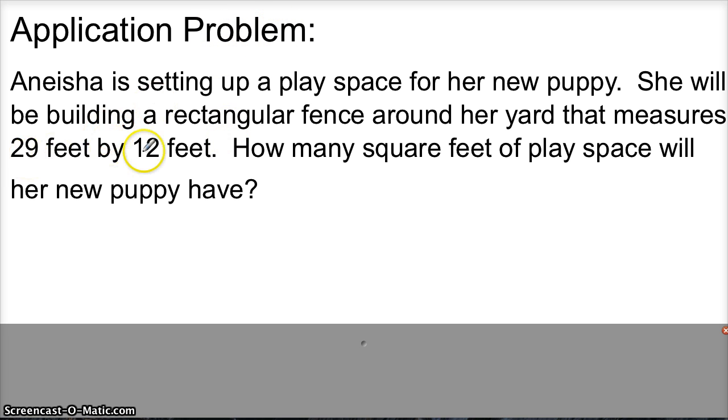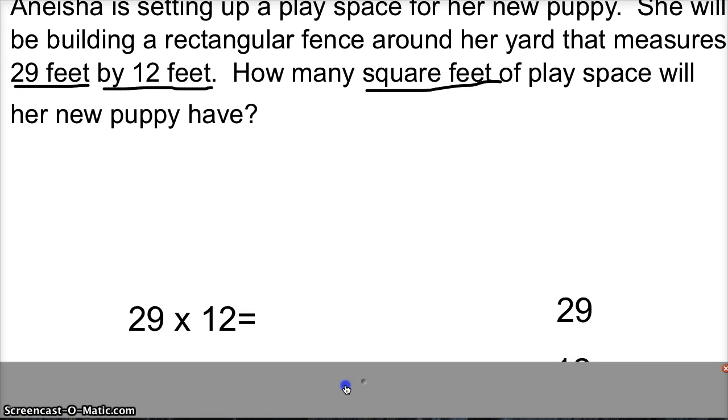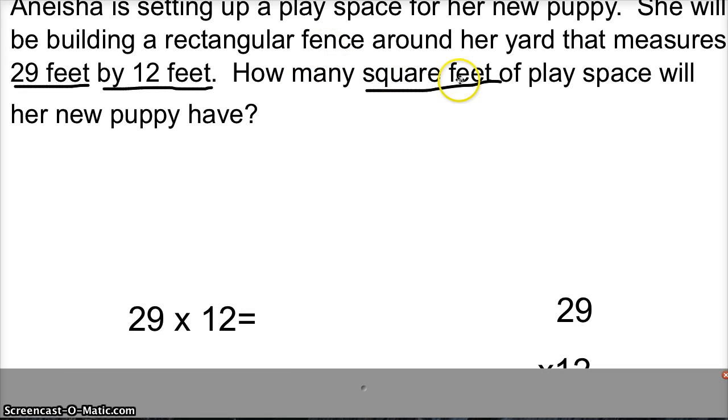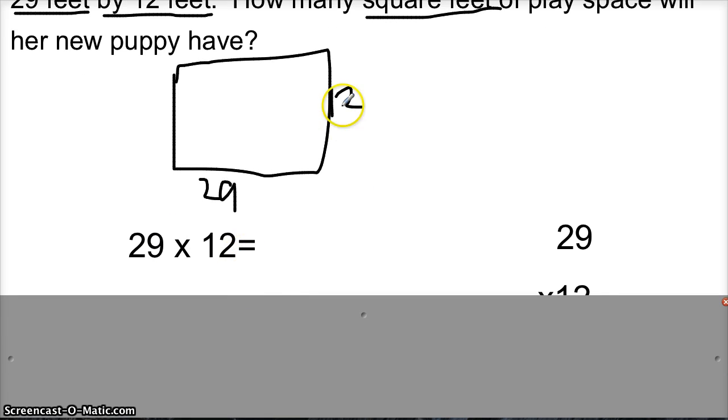So the first thing you want to do is identify the important pieces of information. 29 feet by 12 feet, and how many square feet of play space will her puppy have? So that is all telling me what I'm going to need to do to solve this problem. Square feet, remember, is multiplying a length times a width. So her puppy's going to have this area to play in, 29 and 12, and that leads me to solving this out. 29 times 12 equals, I don't know yet.